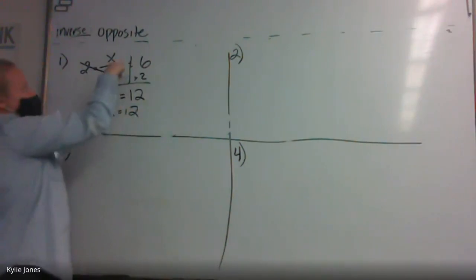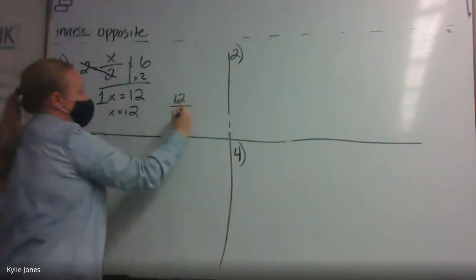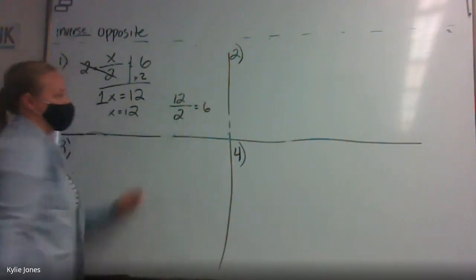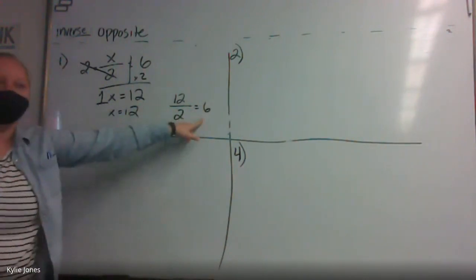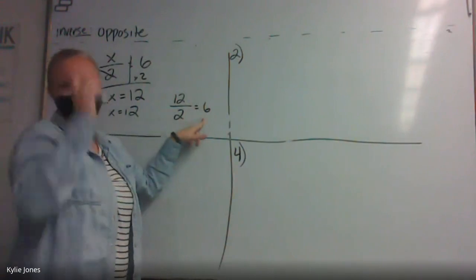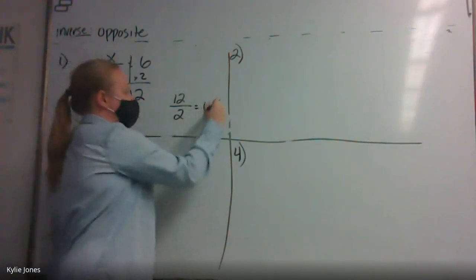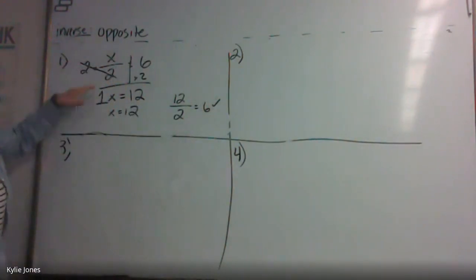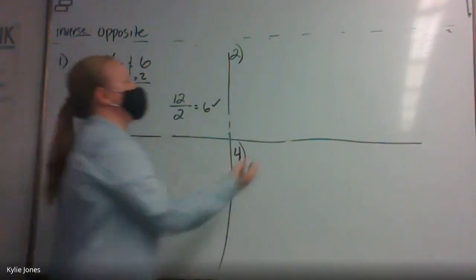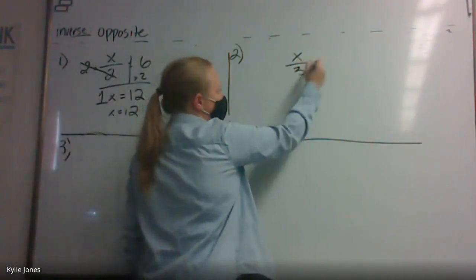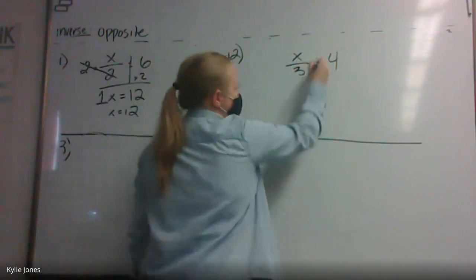And if you plug your x back in, you would get 12 divided by 2 equals 6. Is 12 divided by 2 6? Don't overthink that. Is 12 divided by 2 6? Yeah. Okay? So in this one, you're multiplying on both sides to get rid of your numbers, isolate your variable. So let's do x over 3 equals 4, and you guys solve that one.